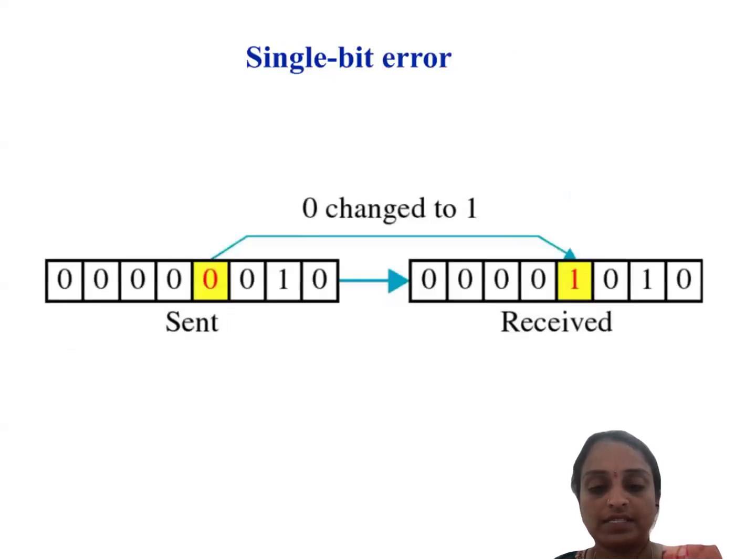Here we have the sent and received frame. In the frame, any one bit is changed from 0 to 1 or 1 to 0. Only one bit at a time in a frame is changed from 0 to 1 or 1 to 0. That error is represented as a single bit error. Only one bit is changed between the sent frame and the received frame. This is a single bit error.